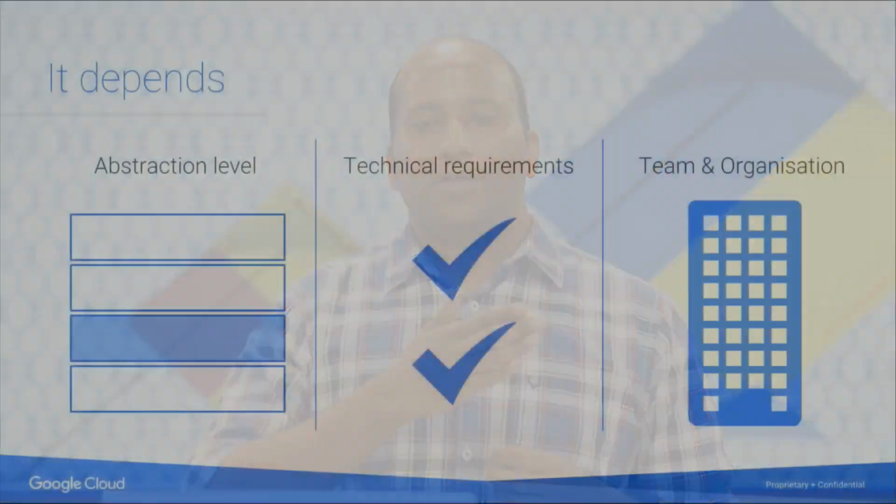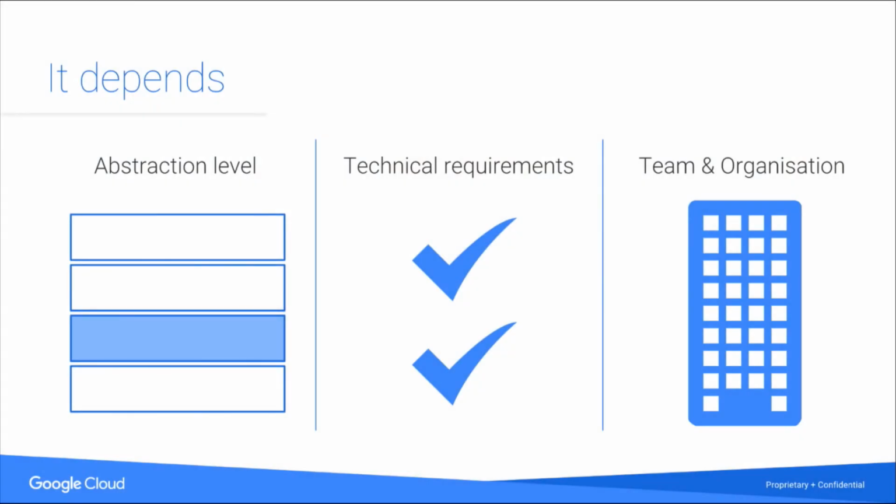It could depend on the abstraction level that you want to play at. There could be technical requirements around the application that you're developing, which could help you take some decision. Or you could also look at your team and the organization that you're working in. The team skills and the organization strategy around which technologies you would want to work with should also be taken into consideration before picking any one of these services.